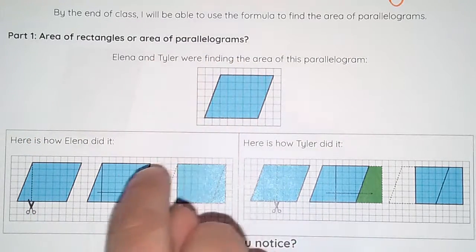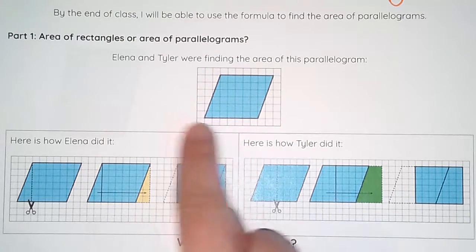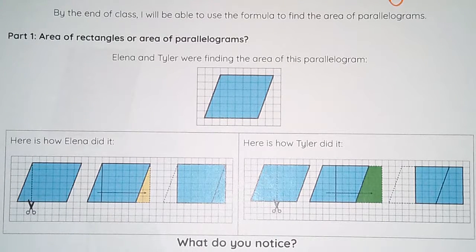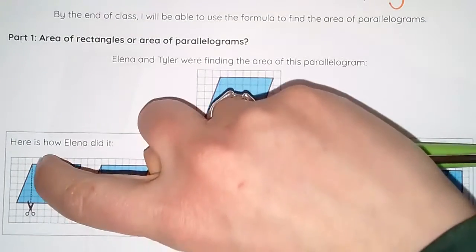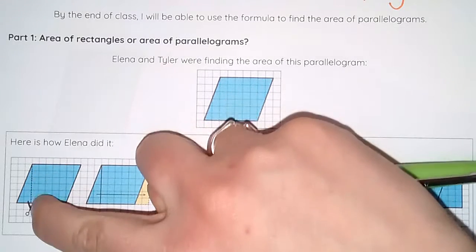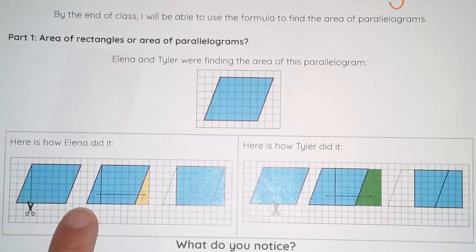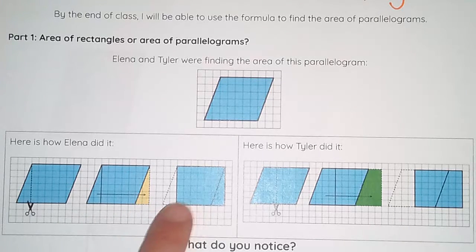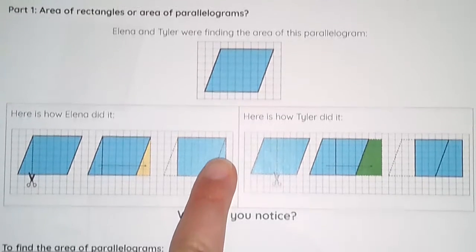of parallelograms. So it says that Elena and Tyler were finding the area of this parallelogram here. And Elena found it this way. She found that if she cut right at that angle here in a straight line at a 90-degree angle and took this little corner piece and shifted it, that she now had a rectangle. Okay, so she took this piece here and just slid it on over.